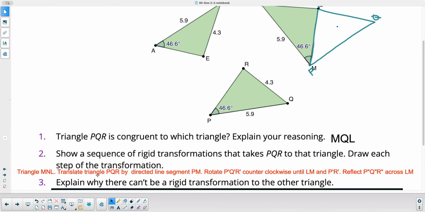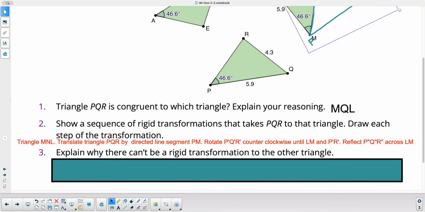Translate PQR by directed line segment PM, which was what I did. And then rotate P prime, Q prime, R prime counterclockwise until LM and P prime R prime align. I guess I should have the word align in here. Reflect P prime, Q prime, R prime, or P double prime, Q double prime, R double prime across LM. And there they are.